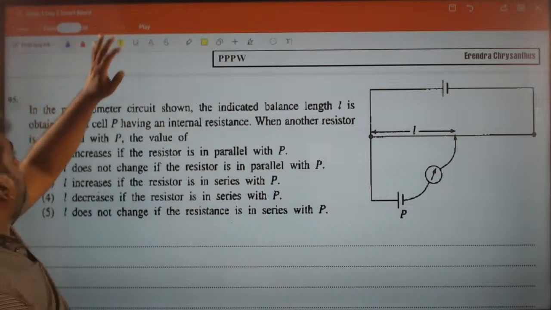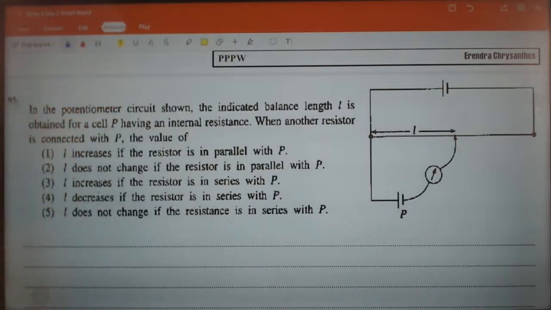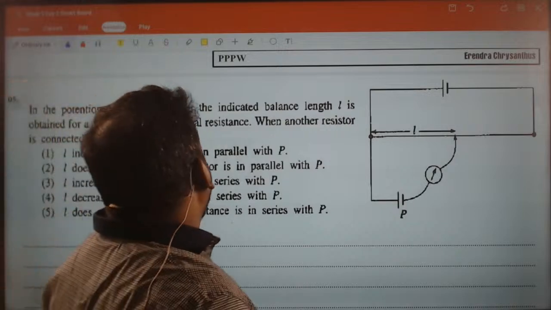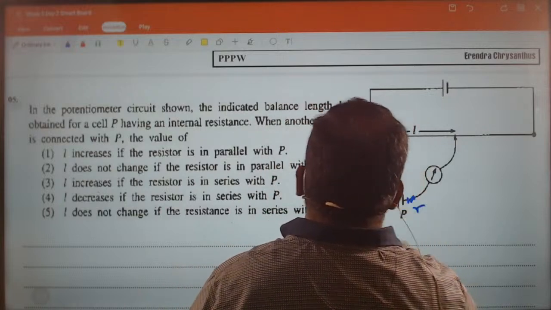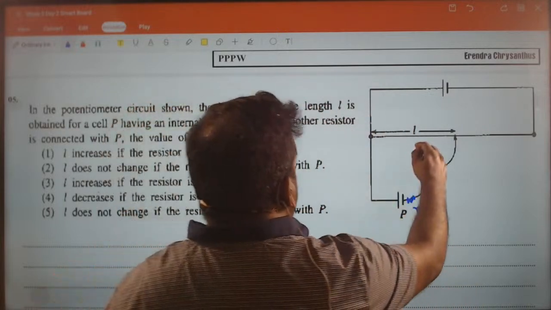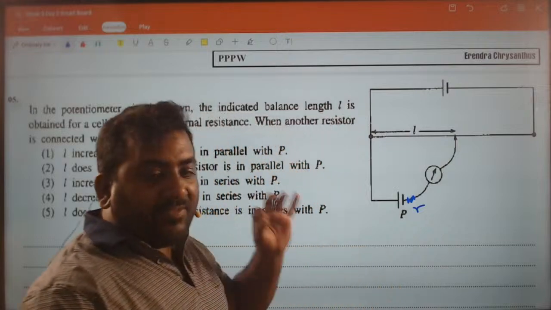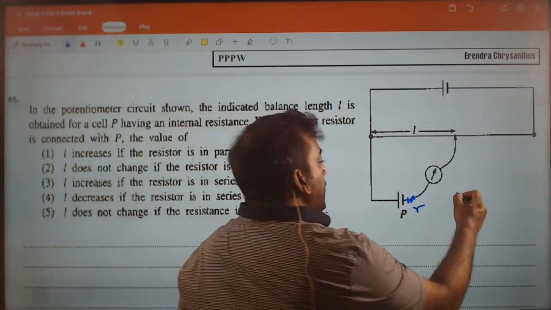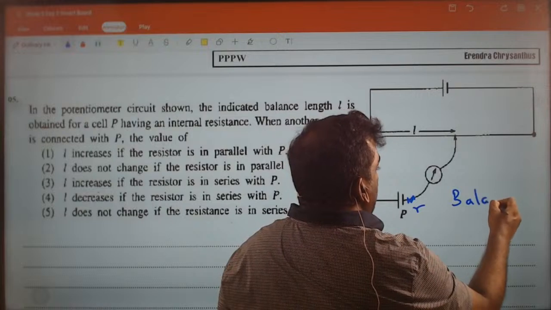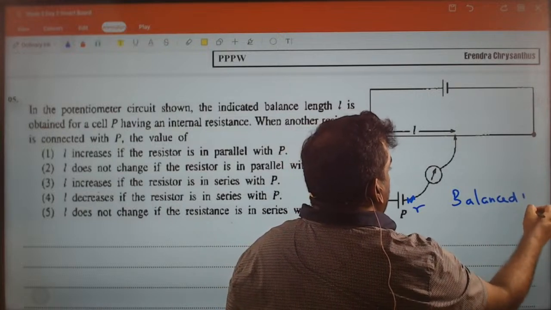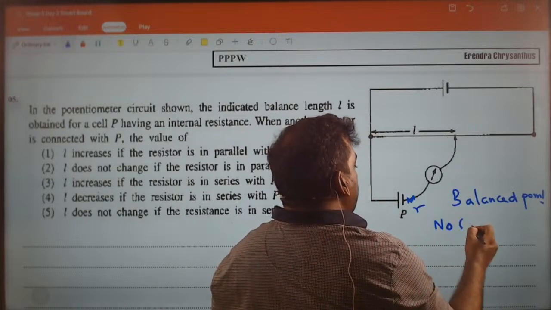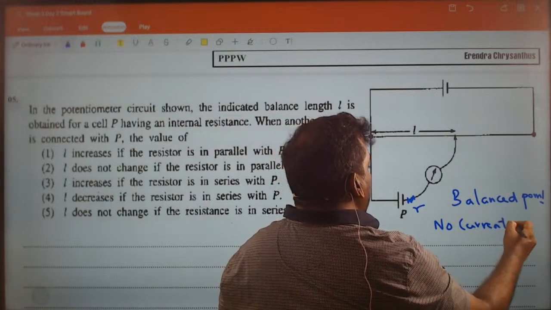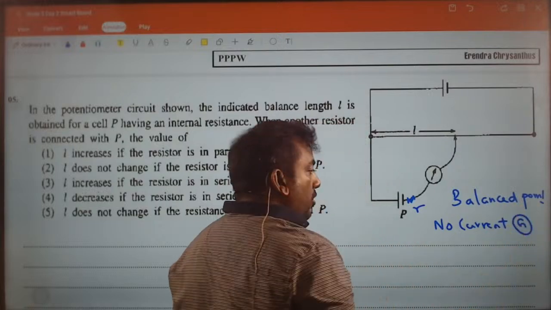Next one. In the potentiometer circuit shown, the indicated balance length L is obtained from the cell P having an internal resistance. Here there is internal resistance. Now at the balance point, what do you know? These are the conditions. No current through the galvanometer.